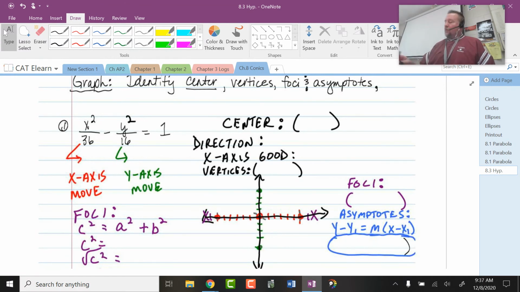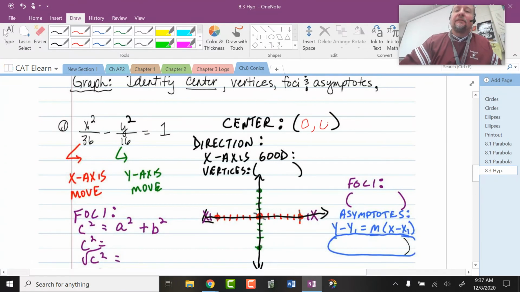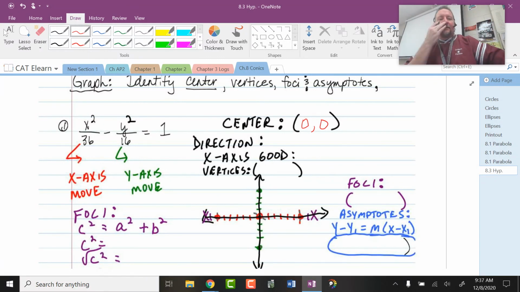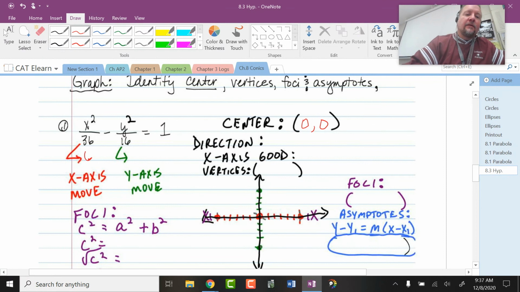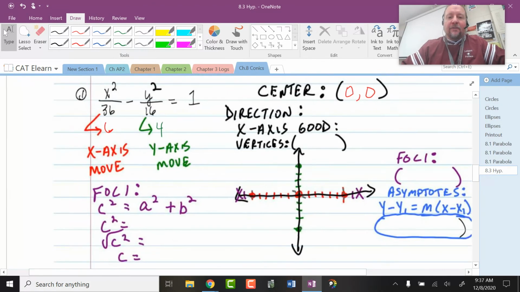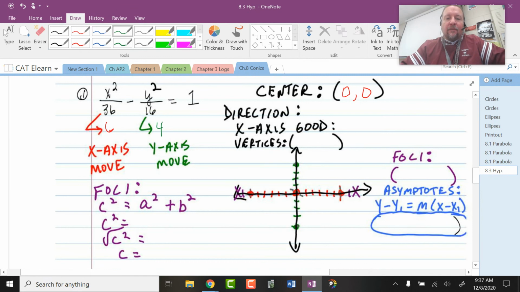Okay, Caesar. What's the center? Yeah, and we should know that already because we had that with circles and we had it with ellipses. So we're going to start with the basic 0, 0. What's our x-axis radius? Doesn't matter what's minus or not. The x-axis, it's 6. And then what's the y-axis radius? And then that's what we do. We start off like we're graphing an ellipse. We go 6 right, left. We go 4 up, down. But instead of an ellipse, now we draw a box.